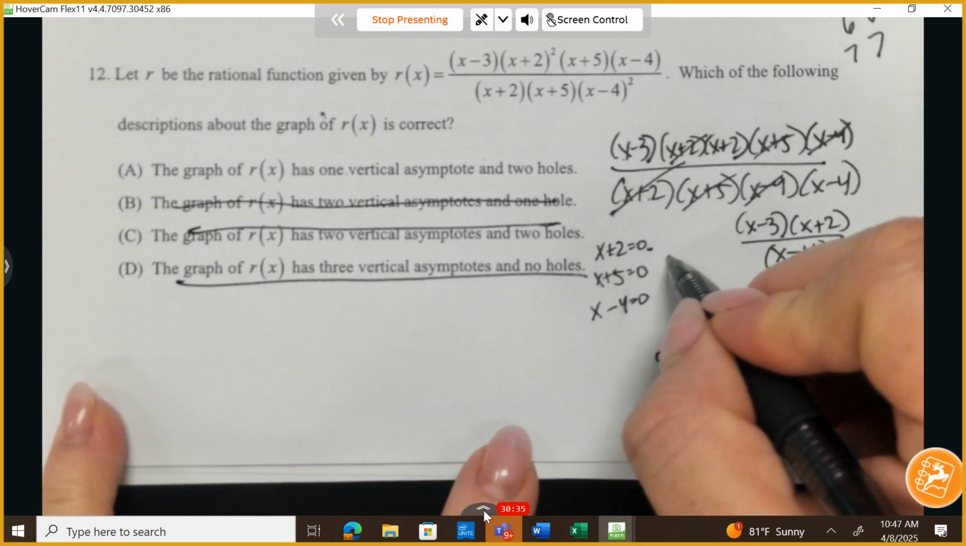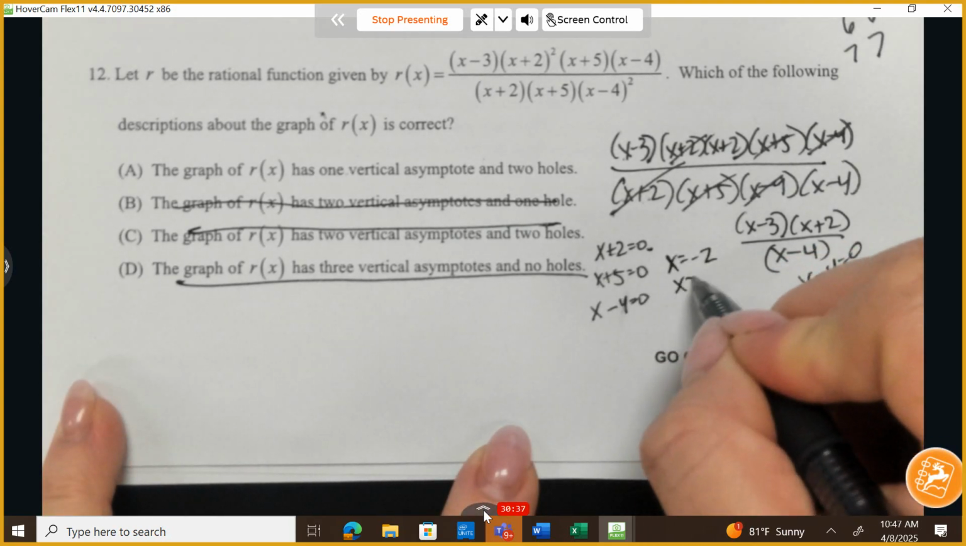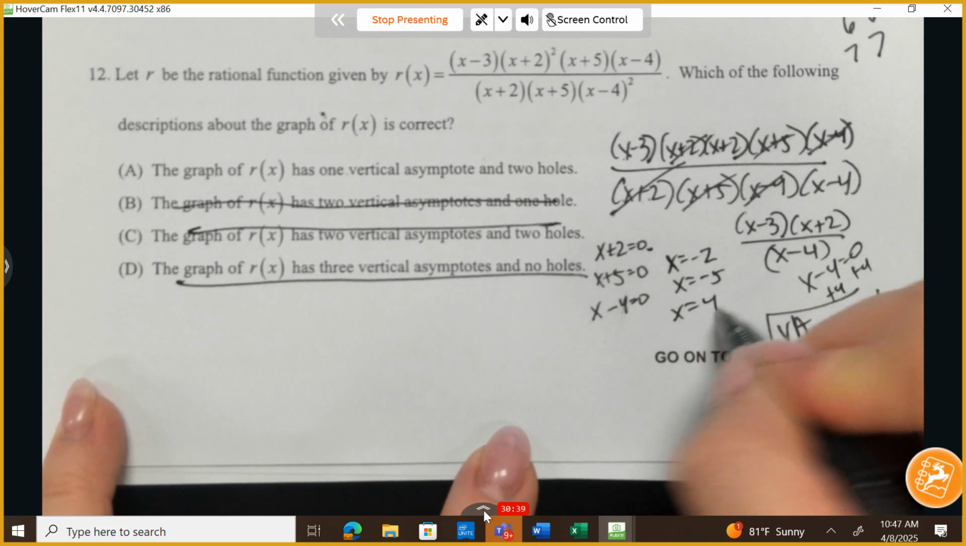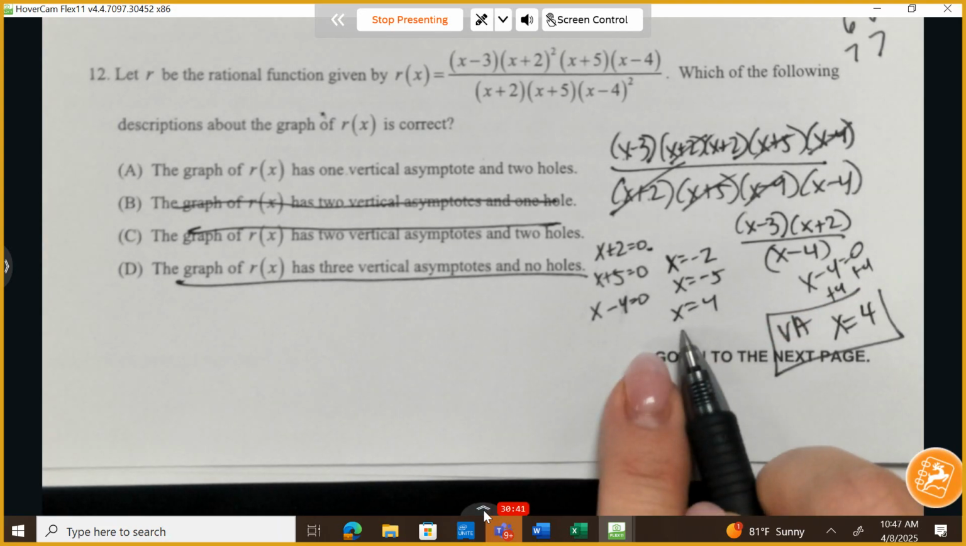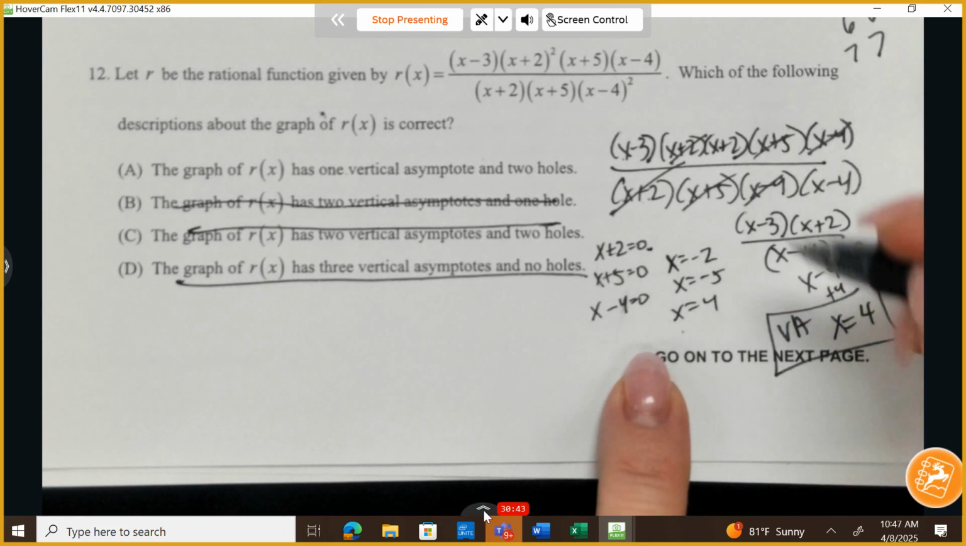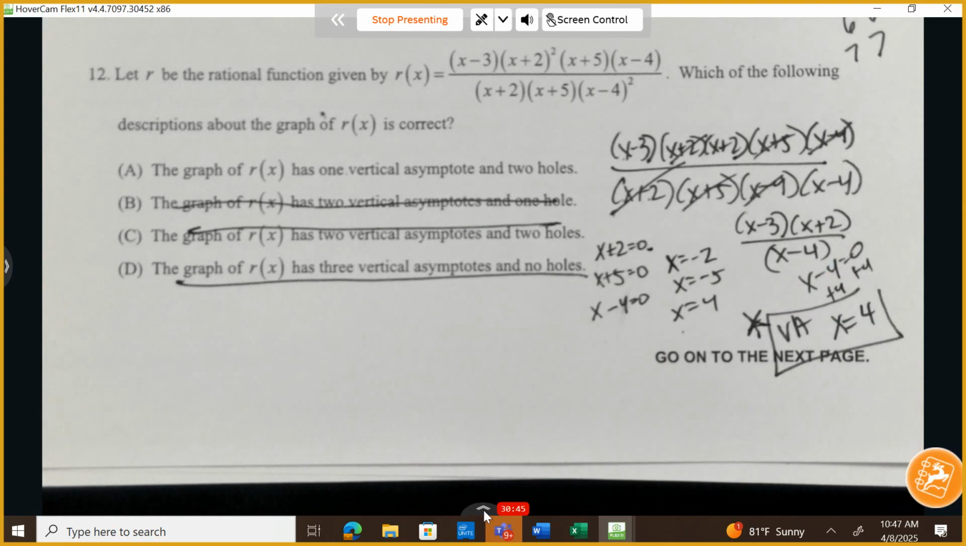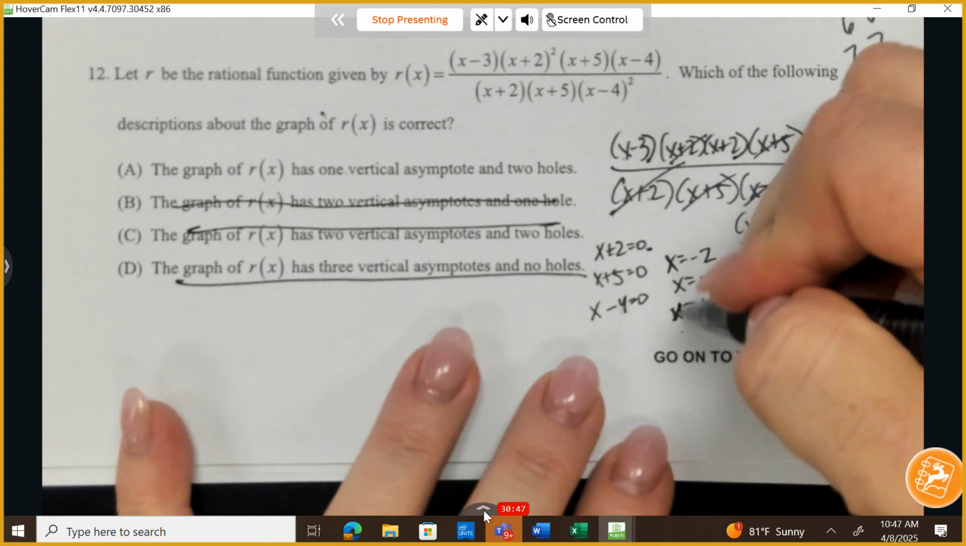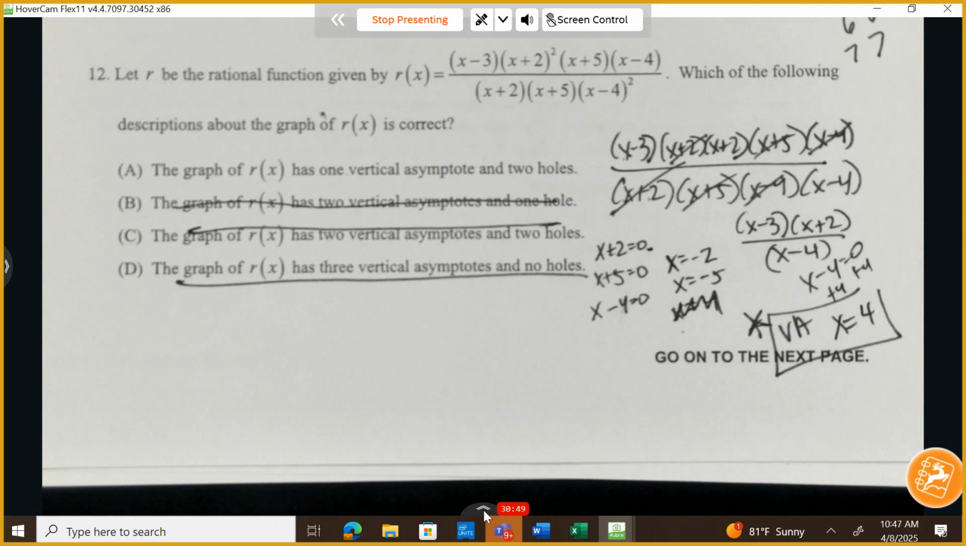If you solve this, you'd have x equals negative 2, x equals negative 5, and x equals positive 4. There can't be a hole where there's a vertical asymptote. This trumps it. This takes precedence. So that's why if we actually had to name them, we'd say, hey, there's a hole at x equals negative 2, there's a hole at x equals negative 5, but we have a vertical asymptote at 4. So if you did not know that, you're going to put that down. That a vertical asymptote will always trump a hole in a graph.